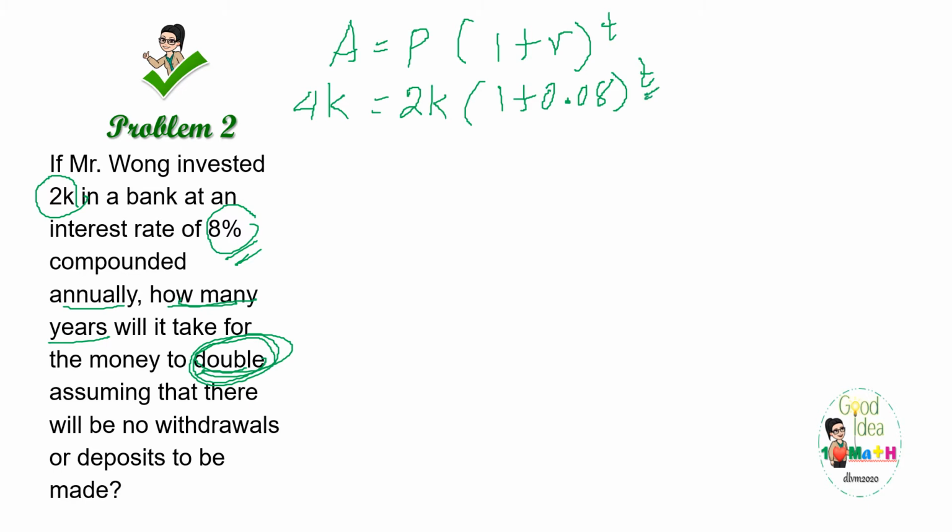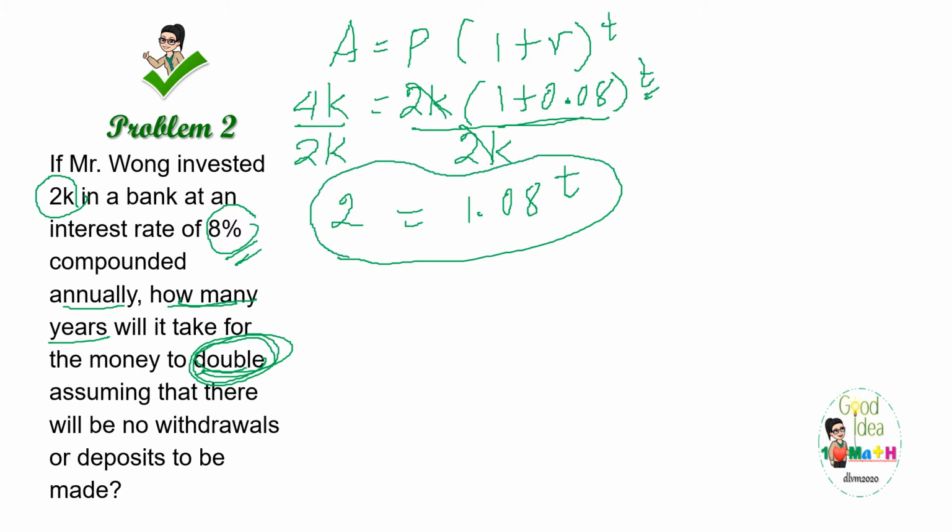Therefore, we can apply again logarithm here. Let's simplify. Divide both sides by 2K or 2,000. Then 2K here will be cancelled. 4K divided by 2K is 2, or 4,000 divided by 2,000 is 2. And then, let's continue. 1 plus 0.08 is 1.08 raised to t. So this is now exponential form. Then we can already change it to logarithmic form. So this is logarithm of 2 to base 1.08 equals t.